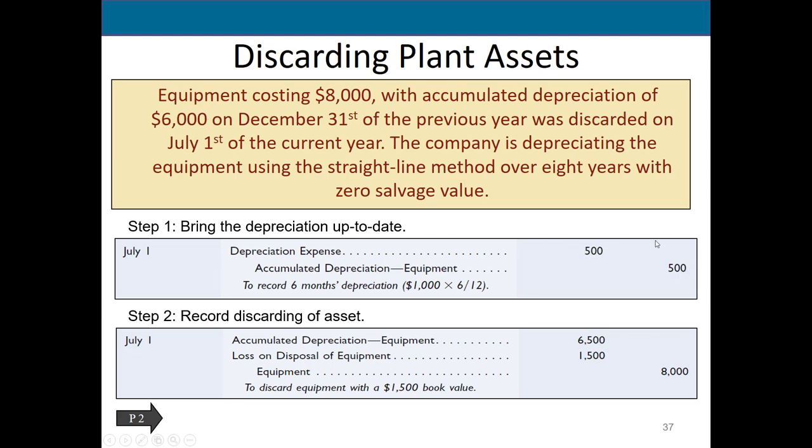Now I've got to get it off the books. I take the depreciation off with a debit. I take the equipment off with a credit. And then I need a debit in order to make it balance. I plug the $1,500 debit in, and the rules say if it's a credit, it's a gain. If it's a debit, it's a loss. This is a debit, so I must have a loss on disposal of equipment.